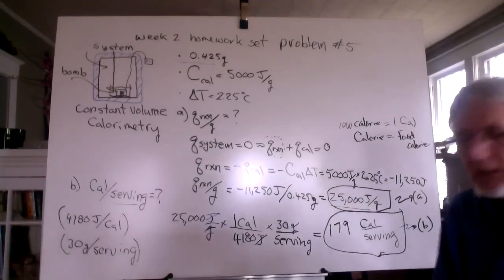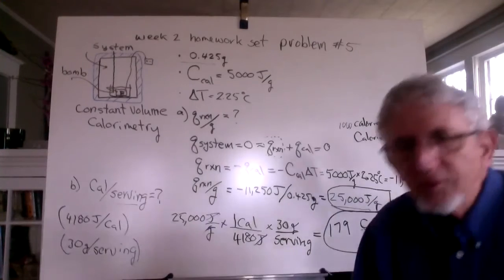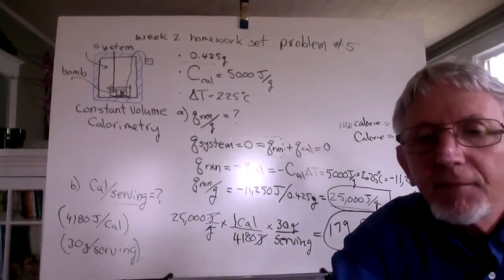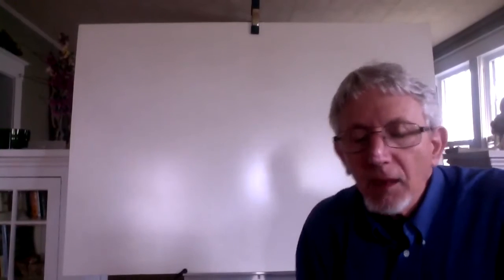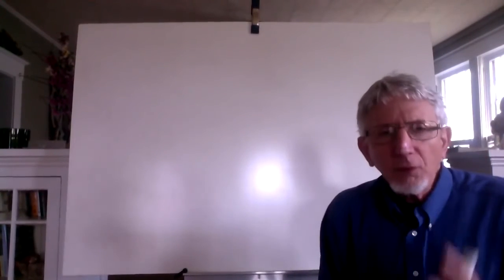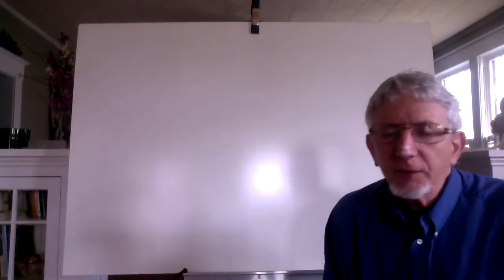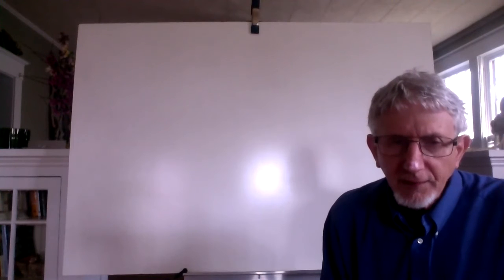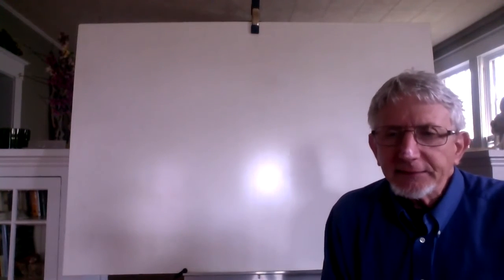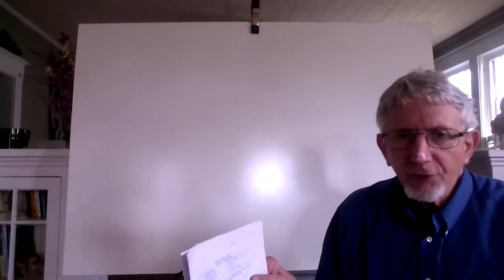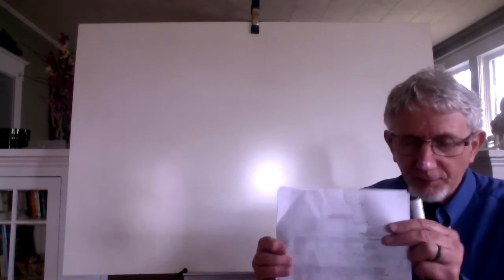Okay. So that is that. Okay, so we worked our way through problem number 5 from the week 2 homework set, that thermochemistry problem on constant volume calorimetry. And now we'll start working our way through the practice test problems.